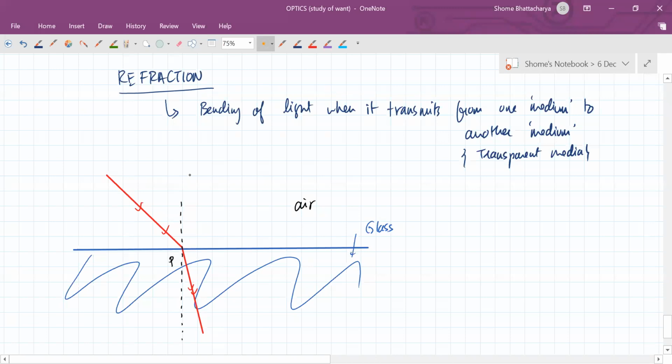So again, if we draw the normal at the point of incidence P, so the incident ray, whatever angle it makes with the normal, is called the angle of incidence. And this is called the refracted ray. Or you can also call this the transmitted ray. Okay. So whatever angle that makes with the normal, that is called the angle of refraction.